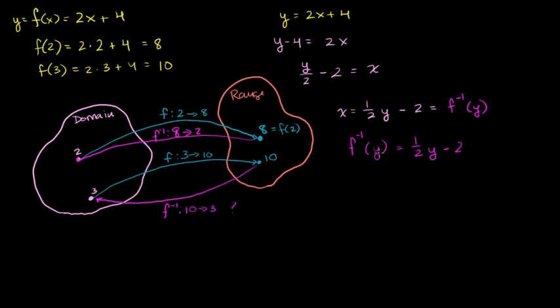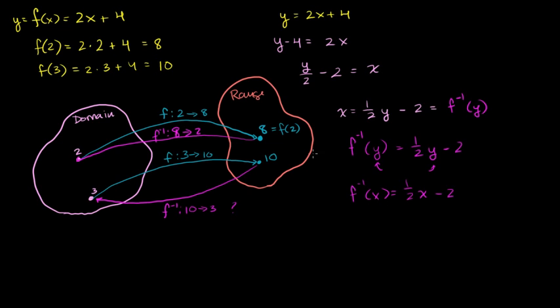And then you could replace the y with an x, whatever you want to do. So then we can just rename the y as x. So if you put an x into this function, you would get f inverse of x is equal to 1/2 x minus 2. So all you do, you solve for x, and then you swap the y and the x if you want to view it that way. That's the easiest way to think about it.